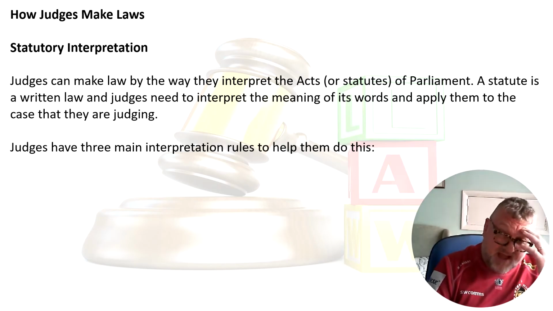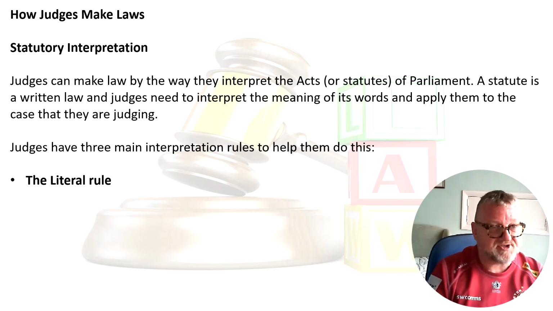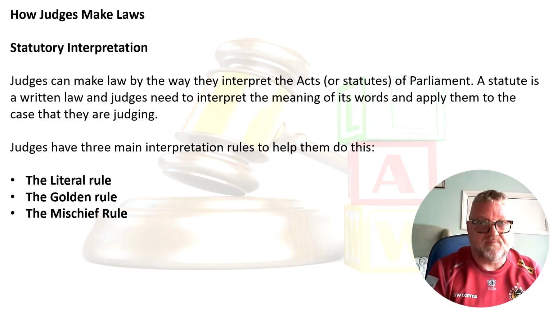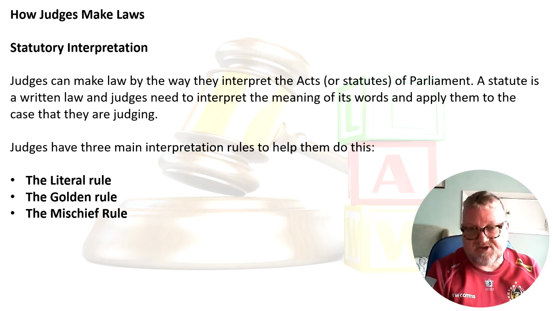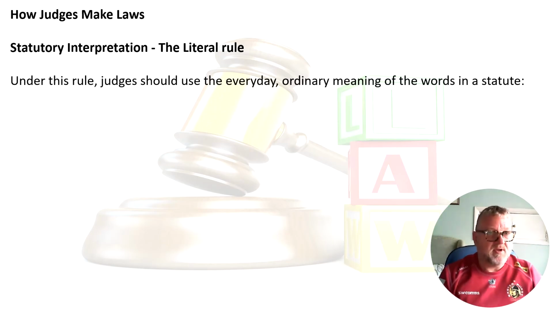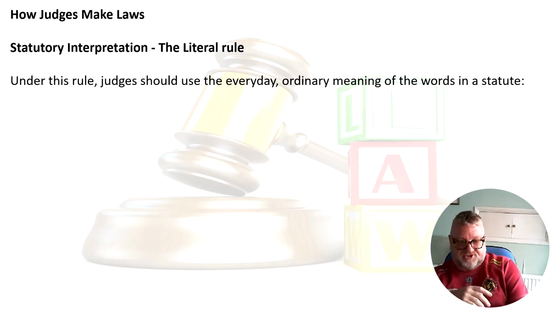Now, they have 3 main interpretation rules to help them to do this. They use the literal rule, the golden rule, and the mischief rule. And I'm going to go through each of these in the next few slides. So let's start with the literal rule. Now, under this rule, judges apply the everyday, ordinary meaning of the words in a statute.